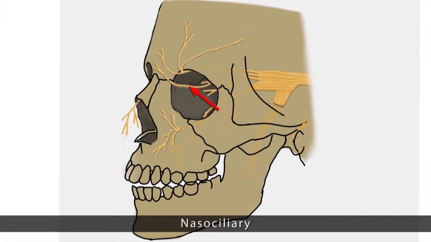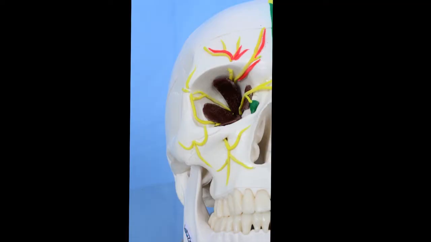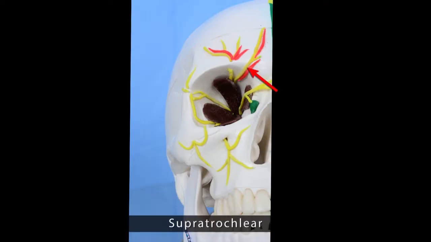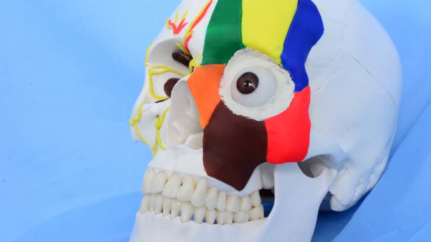frontal, and the nasociliary branches. The frontal branch divides to form the supratrochlear and the supraorbital nerves. The supratrochlear nerve innervates the medial upper eyelid and the lower forehead. The supraorbital branch also innervates the scalp and the middle part of the upper eyelid.